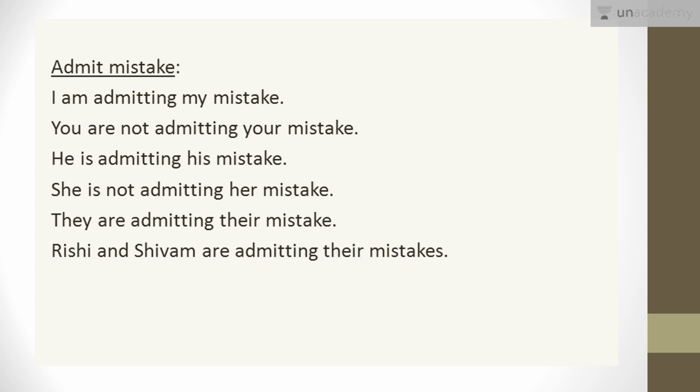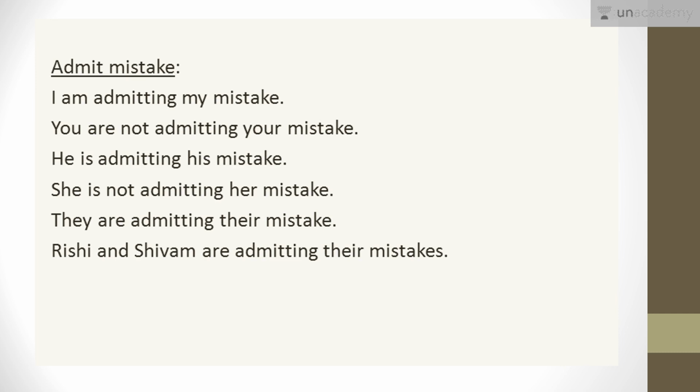If the person is a single person, then I would say either he or she. Now I am pointing them out. मैं specifically किसी दो बंदों की बात कर रहा हूँ. Okay, that means I would say Rishi and Shivam, because there are two people. Rishi and Shivam are admitting their mistakes.